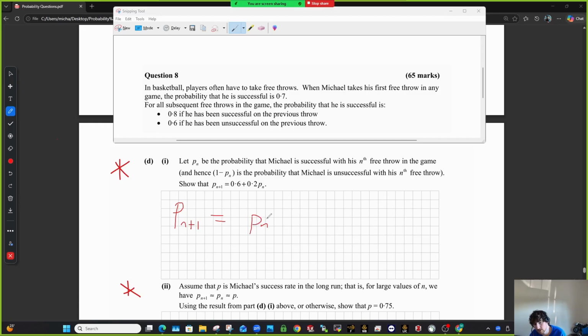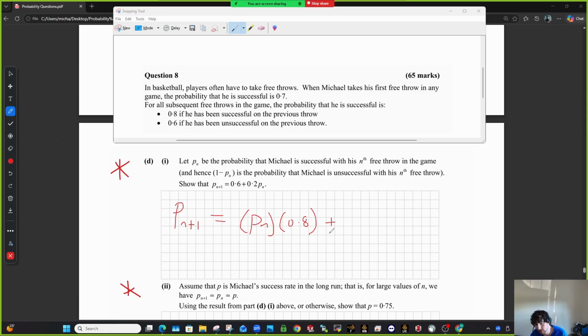Now, if he scores on his last shot, the chance of scoring on this shot is 0.8. So we'd multiply that there by 0.8. The reason we multiply is because we're looking at the chance of scoring on his next shot. A way of doing that is you score before and you score again. Okay, hopefully that makes sense to people.